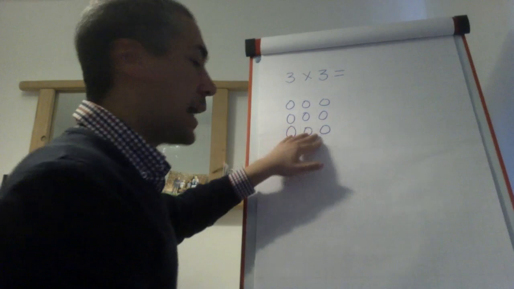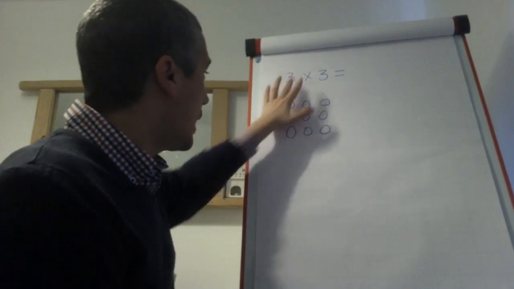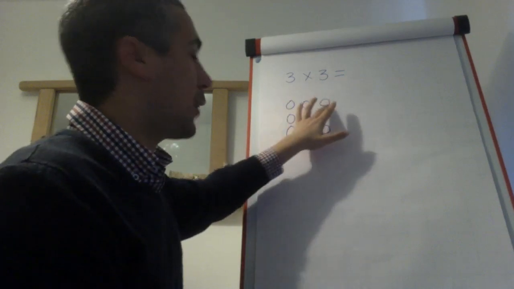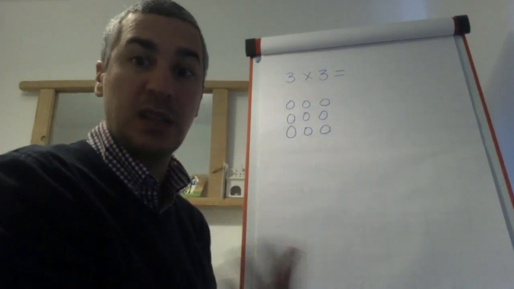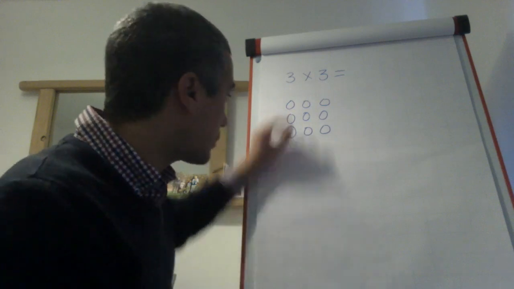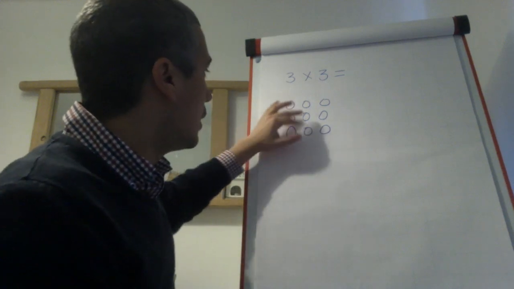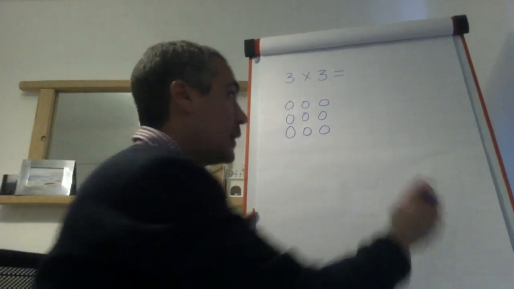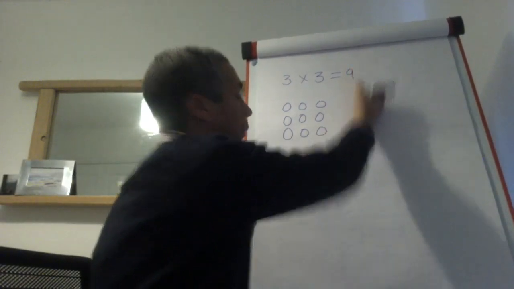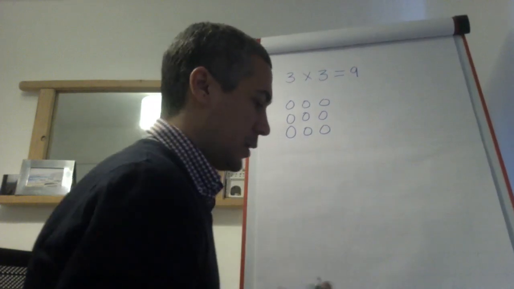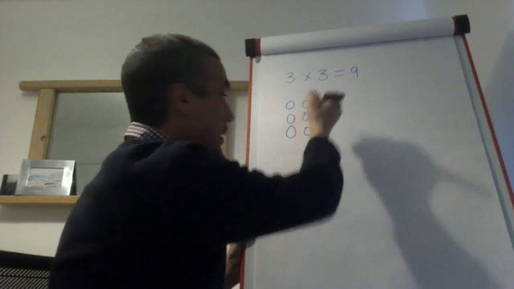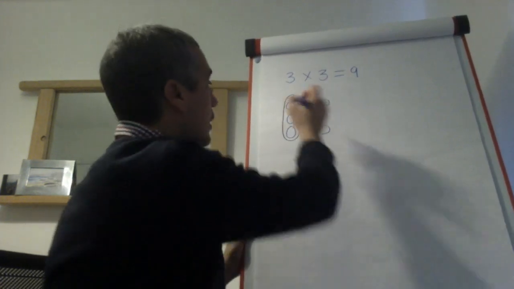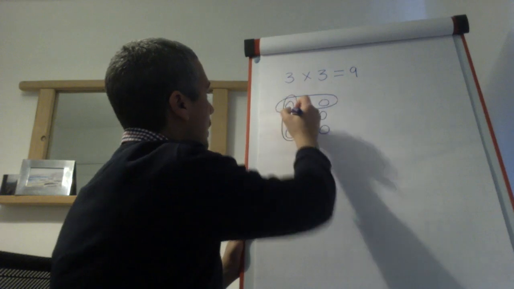Now we know that this calculation shows us 3 times 3. And then to work out the answer, we just count all of the objects in the array. So we just go 1, 2, 3, 4, 5, 6, 7, 8, 9. So we know that 3 lots of 3 equals 9. Okay, we've got 3 objects in our column going down and 3 going across, like this.